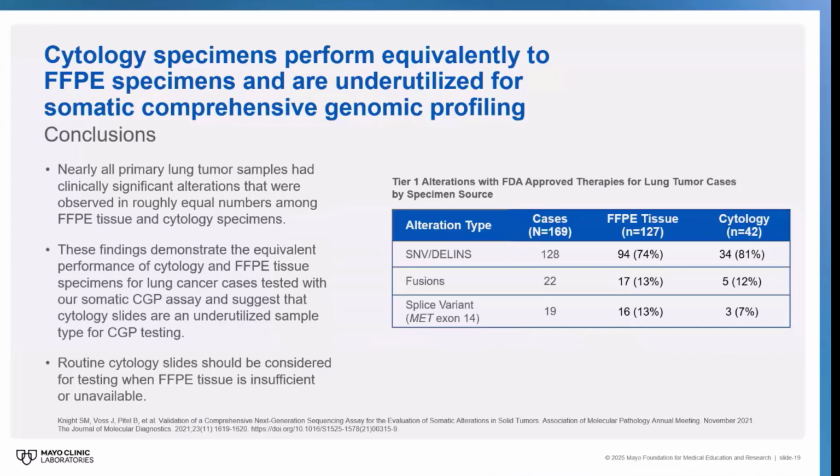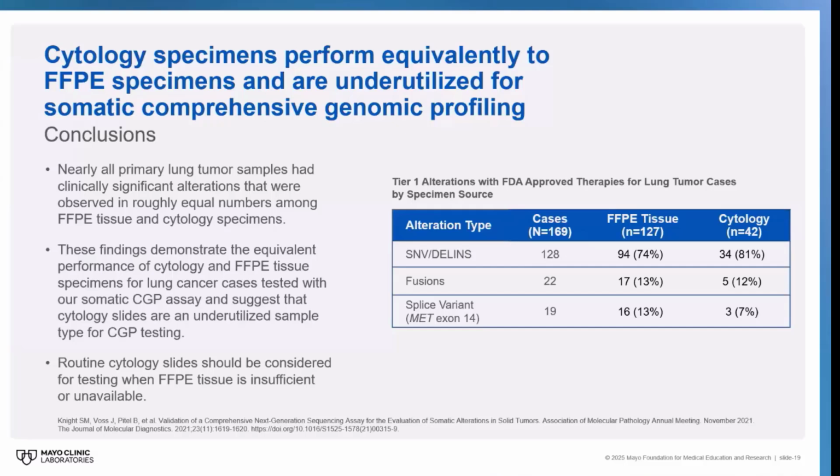And we compared the result of the alterations we found between the FFPE specimen and cytology. Of note, this is not a head-to-head comparison of the same case where we do both tests. It's over about 1,000 cases, where we look at the performance of the FFPE tissue and the cytology specimen. On the table on the right, you can see that in FFPE, about 74% have an alteration in a small nucleotide variant or indels. In cytology, 81% of the cases had small single nucleotide variants or small indels. For fusions, about 13% and 12% respectively were found.